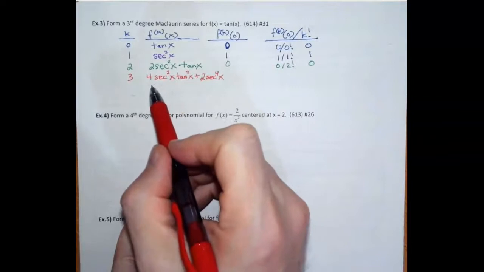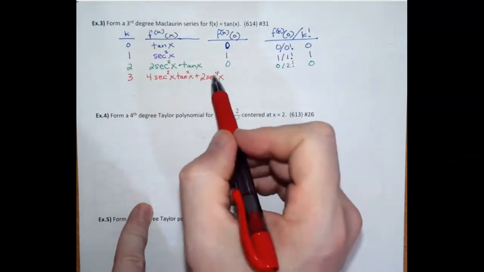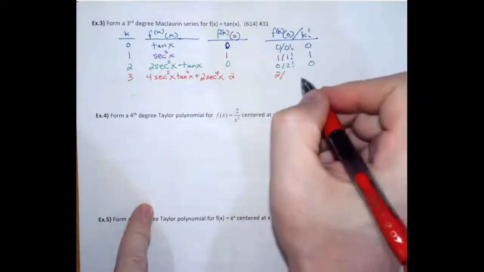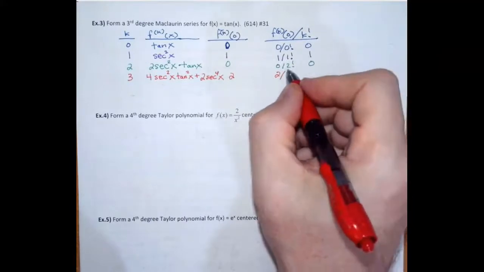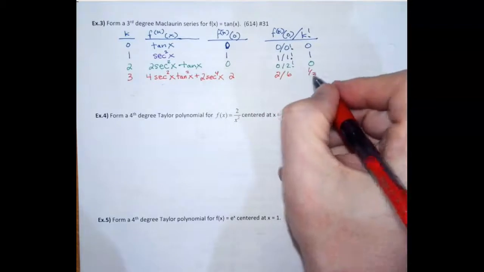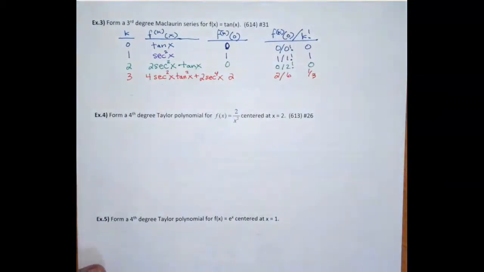Okay, so if we evaluate that at 0, then this is going to be 0 plus, and this is going to be 2 times 1. So that's going to be 2. So we're going to have 2 over 3 factorial, which is 6. So that's going to be 1/3.